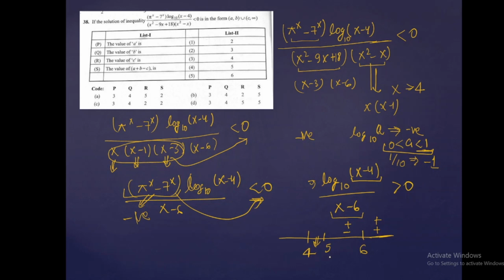And in between 4 and 5, this logarithm term will be negative. Basically, the numerator will be negative, and the denominator will also be negative. So negative by negative is positive. This is positive, and positive by positive is positive, right? And we need this term greater than 0. So we are left with 4, 5: positive area, negative area, positive area. So our value will be 4 comma 5 union 6 comma infinity.